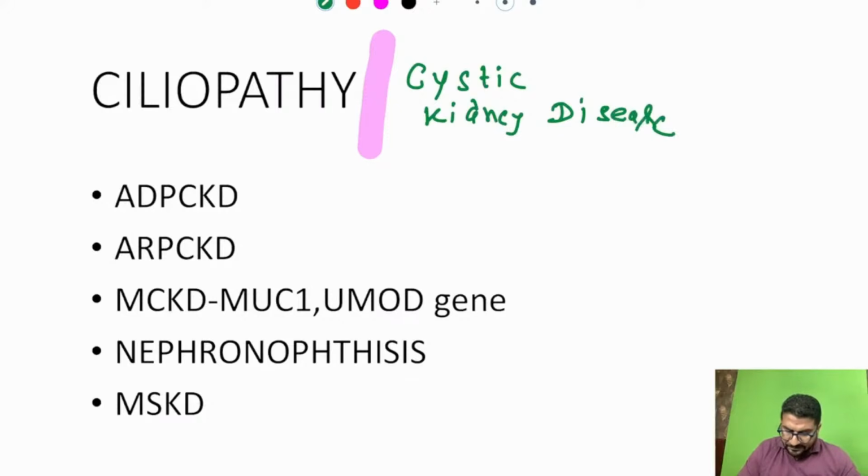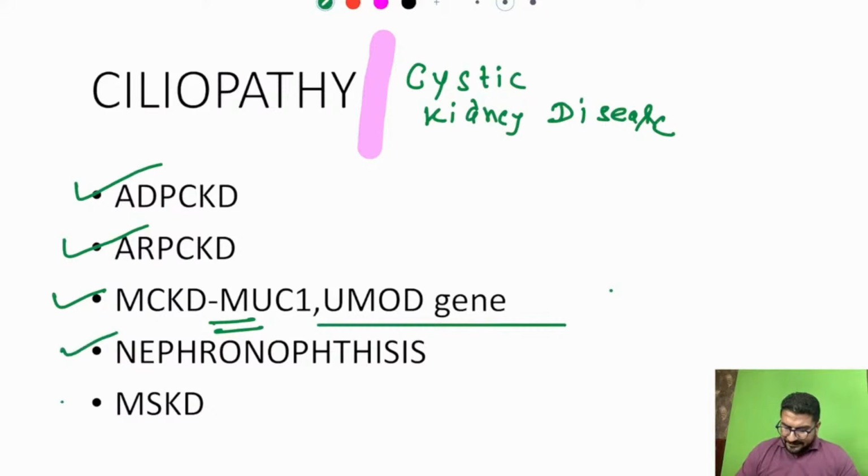Now try to understand. In cystic kidney disease, what is important? The most important will be ADPCKD. ADPCKD means autosomal dominant polycystic kidney disease. Next important will be ARPCKD, autosomal recessive polycystic kidney disease. Then we have MCKD. This MCKD will have two subtypes. We have MUC1 mutation and UMOD gene mutation. Then we have nephronophthisis and MSKD. MCKD is medullary cystic kidney disease. MSKD is medullary sponge kidney disease.